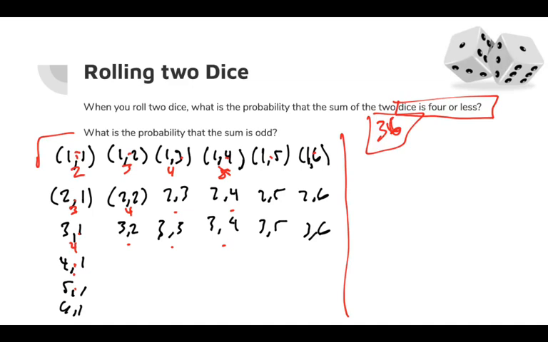So with the sum being 4 or less, there are 1, 2, 3, 4, 5, 6 possibilities of dice rolls or combinations that are 4 or less. So to get the answer to the first one, I'm going to take, well, here's our 6 possible options divided by the 36 total options to get our probability.